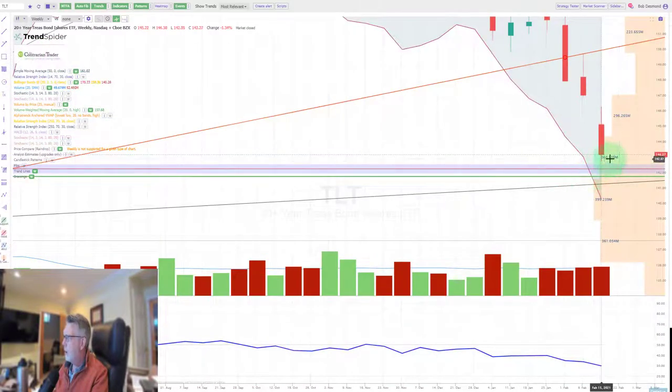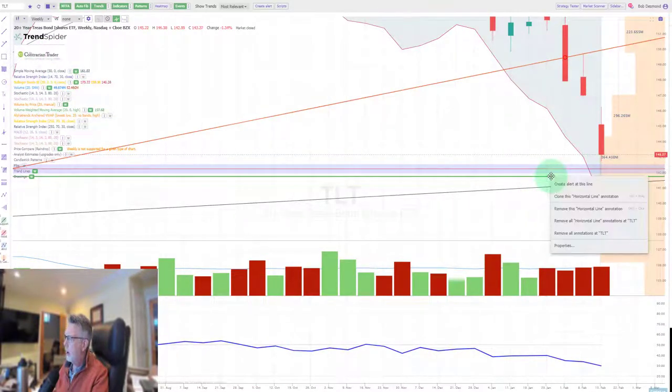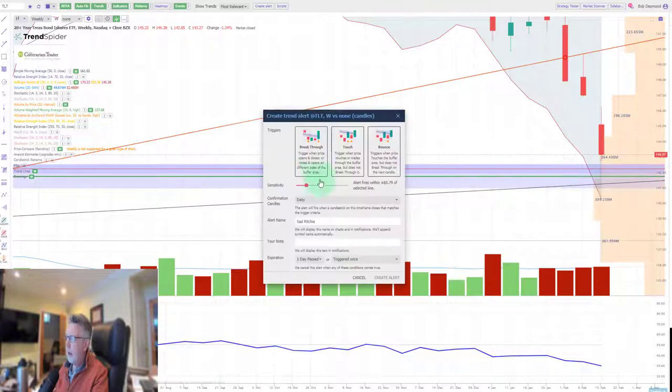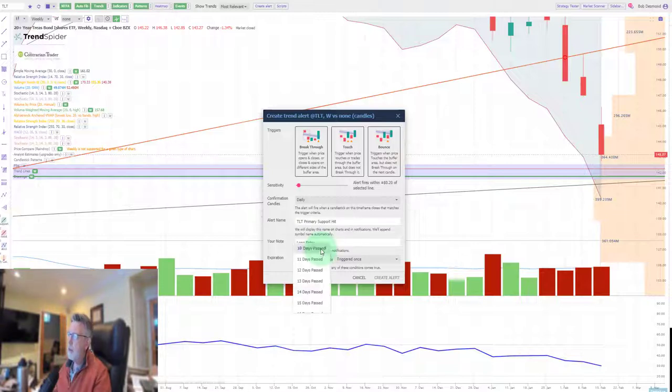I have one alert already set. That's like a tripwire alert. Let's set up another one at my ideal entry point, and that's at that 142 mark. I'm going to leave a bit of sensitivity on here so we don't have to be spot dead on. It could be 142.10. It doesn't have to be dead on accurate. And we're going to keep this active for about 10 days.